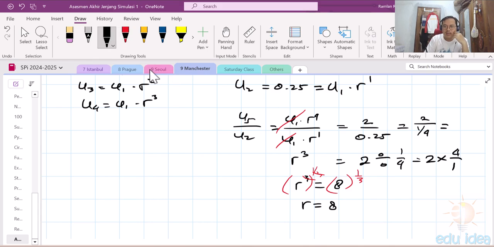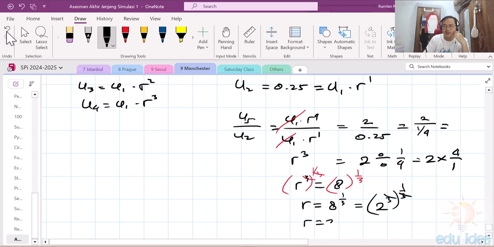And then you know that 8 can be written also as 2 to the power of 3, right? So this is 2 to the power of 3 as the value of 8, and then to the power of 1 over 3. And you can see that now we can also multiply the 3 and 1 over 3, which is just 1. So which means that the r value or the common ratio is equals to 2.